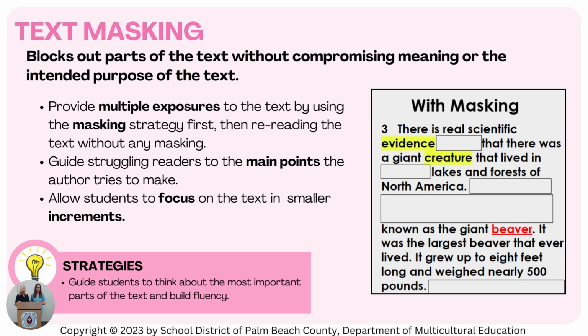And when you develop this strategy and this skill, students could then learn to point out specific things that they're looking for in the text, and they can read a little faster with a little more fluency. As you read here, if we see this example, even though some text was masked and blocked out, it still makes sense. There is real scientific evidence that there was a giant creature that lived in lakes and forests of North America. Still a perfect sentence.